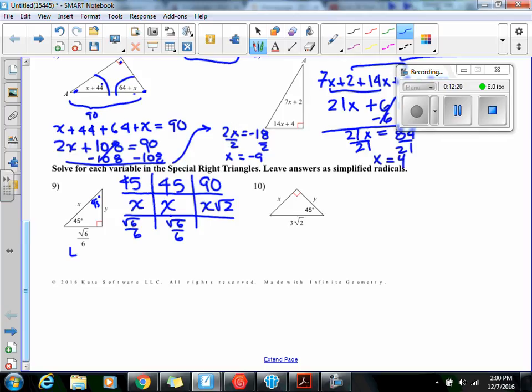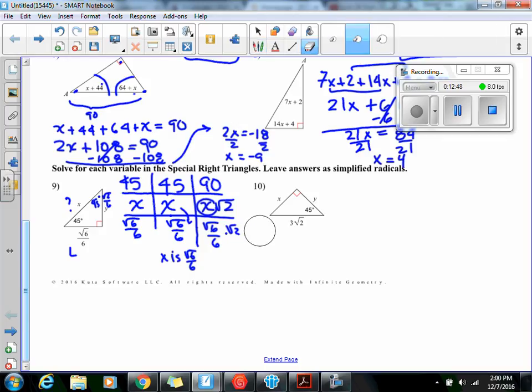So if this is radical 6 over 6, this is also radical 6 over 6. But we're looking for the hypotenuse, so that's this one right here. All right? So this statement is telling me that x is radical 6 over 6. So that means that this x is radical 6 over 6. So I have to write radical 6 over 6 times radical 2. Erase my little star right here, and then multiply this out.